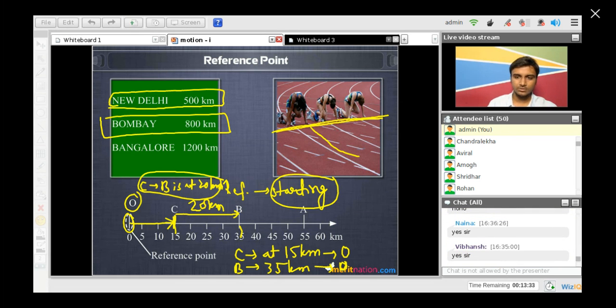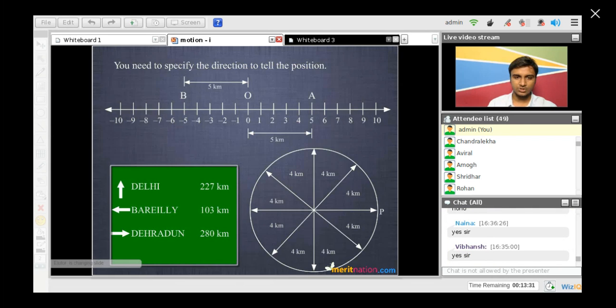So let's then move ahead and let's talk about this now. Direction in reference point. Let's talk about direction. So direction is also very important. Distance is important, direction is also important if you talk about reference point.